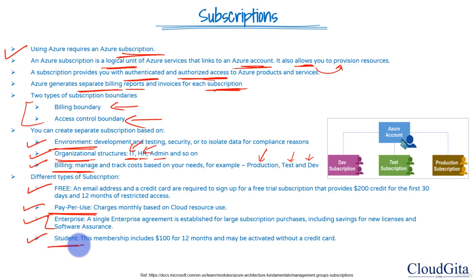If you submit proof of your current, active college ID card, you can get a student subscription in which you will get $100 for each month for the next 12 months. And there are more subscriptions like that. You don't need to remember all of that, but I just want to let you know that there are different types of subscriptions available. All you need to remember for the exam is that you use subscription for the billing. This is important, right? And you can also control access using your subscription. That's all you need to remember. Thank you.